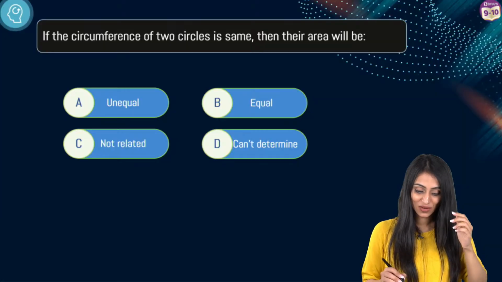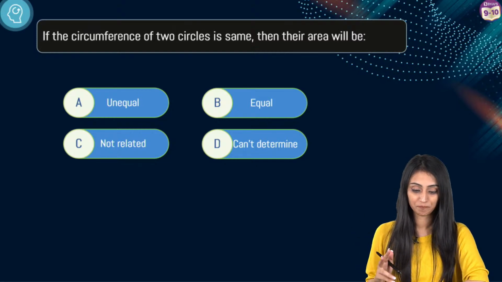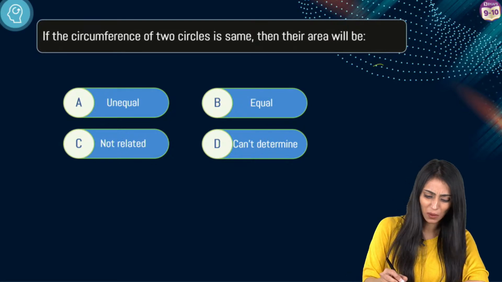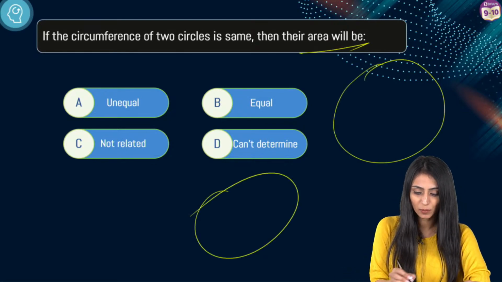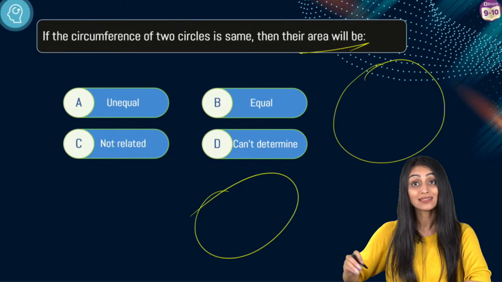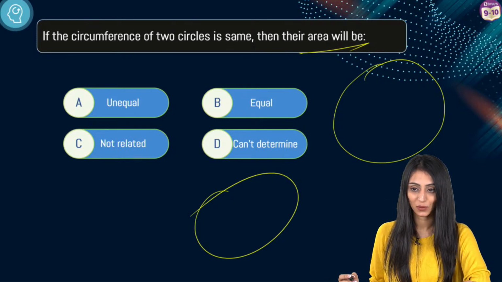All right, so let's move ahead. Let's take a look at question number 15. If the circumference of two circles is same, then what will their area be? Circumference is same. What does that mean? That means the measurement of the boundary is same. That's what it means. Then their area will be what? I don't know about their radius. The question hasn't mentioned that they have got the same radius. Right? So what would be the answer? Quickly.